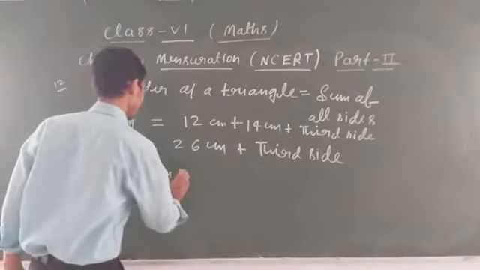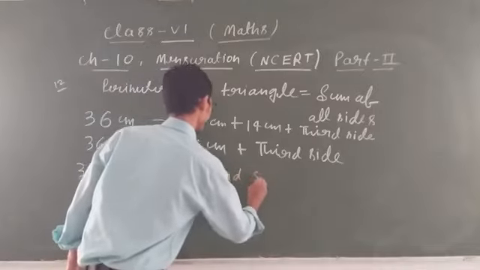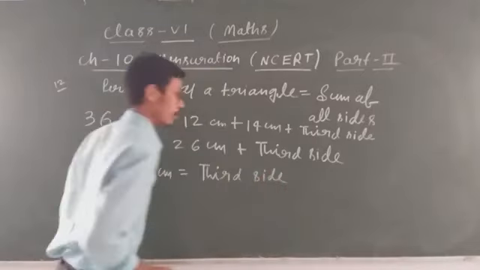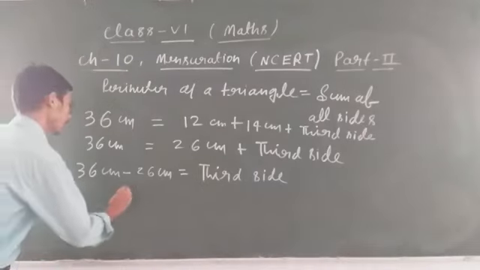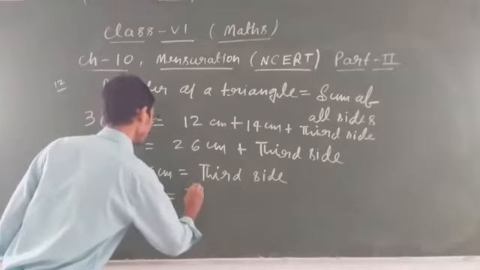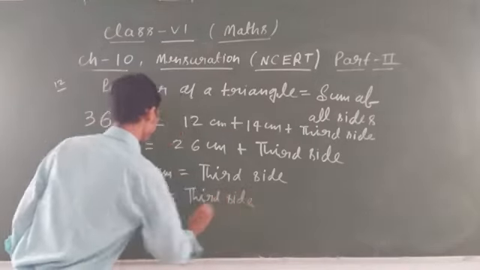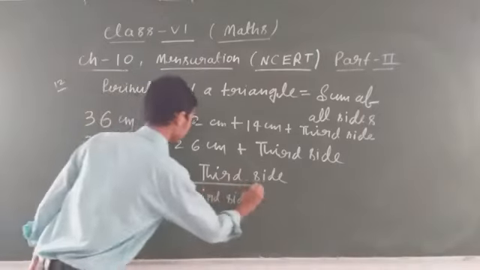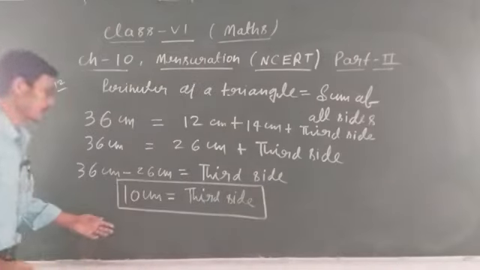So this will become the third side. Okay. Now when you subtract 36 and 26, it will come 10 centimeter, equal to our third side. So this is your solution. Clear, student? This is the value of the third side.